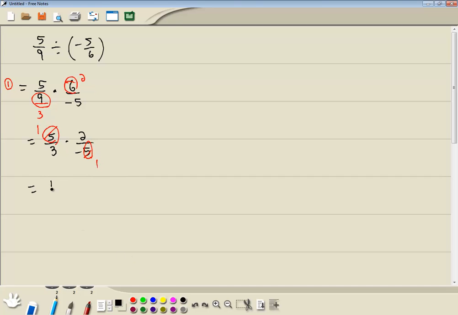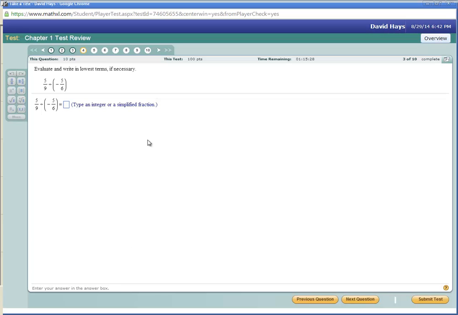So we're left with 1 over 3 times 2 over negative 1. Now there's no more simplifying to do, so step 2 in multiplying fractions together is multiply your top parts together. 1 times 2 is 2, and multiply your bottom parts together. 3 times negative 1 is negative 3. So we got negative 2/3. And you can put the negative wherever you want.